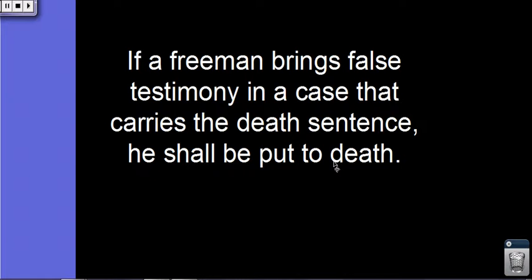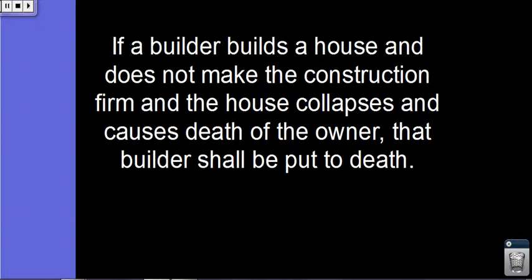And if you would lie, or if you would accuse someone of doing something that they hadn't done, and the sentence is the death sentence, then you would be the one who got that. A couple of the students in class today said, that's pretty harsh. Yeah, it is pretty harsh, but that was one of his law codes. All right, let's look at another one. If a builder builds a house and does not make the construction firm, and the house collapses and causes death of the owner, that builder shall be put to death. Fair or not fair? And my next question, who's Hammurabi trying to protect?